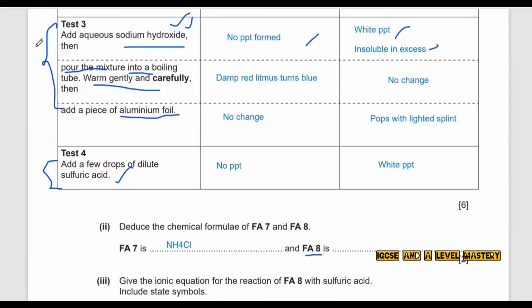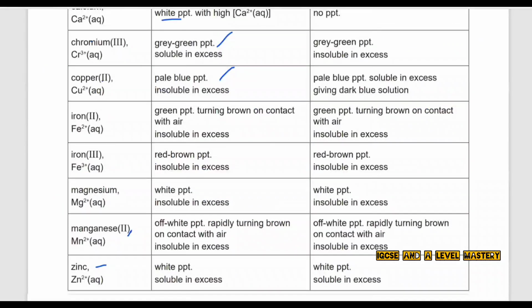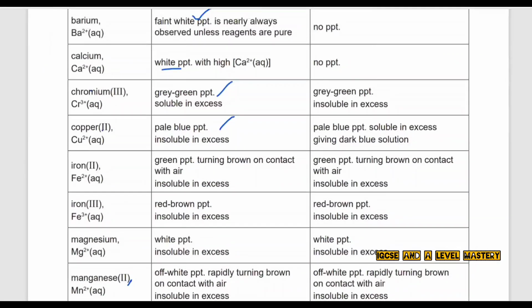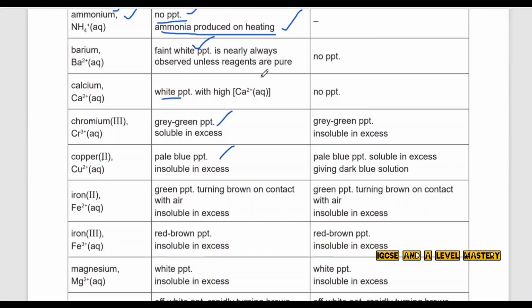Now we have to find the cation. For finding the cation, we will be using the observations from test 3. In test 3, we got a white precipitate which is insoluble in excess, and there was no change when we heated the solution. If we look at the qualitative analysis sheets, we can see that barium gives a faint white precipitate. That is only possible when the reagents are not pure. If it is pure, it gives a proper white precipitate, right? And then you can also get a white precipitate with calcium.